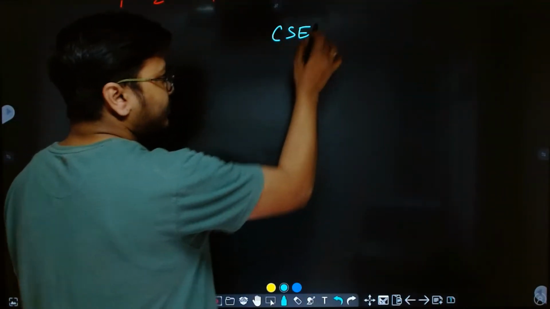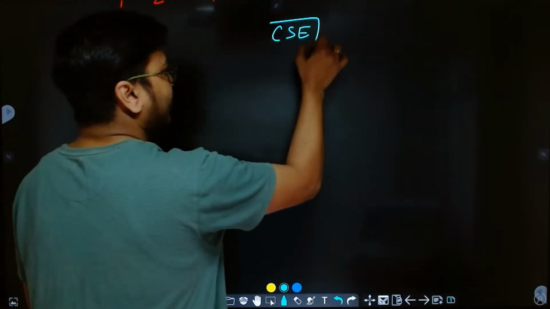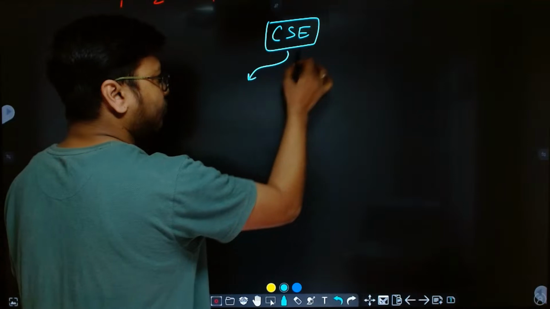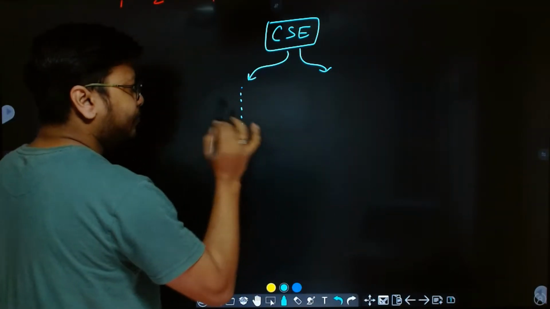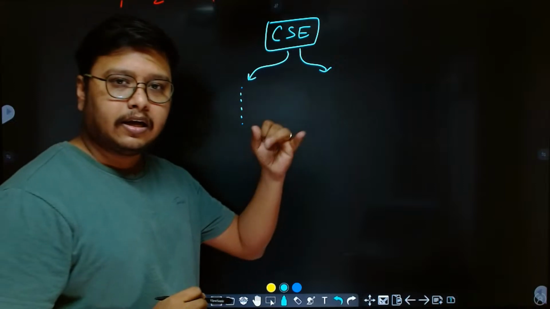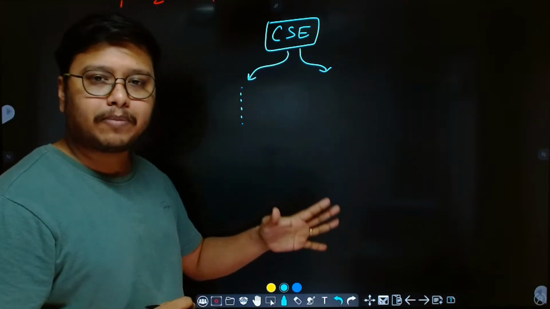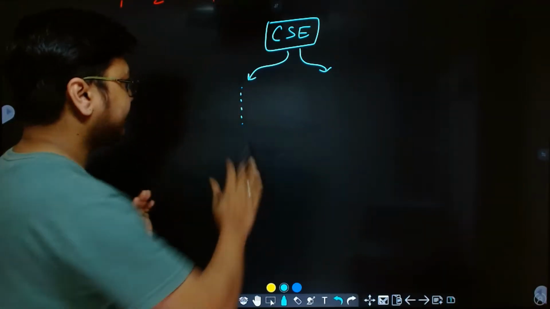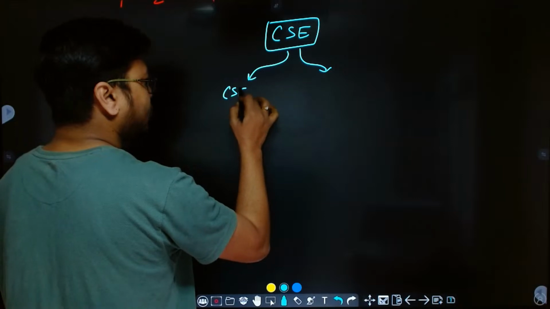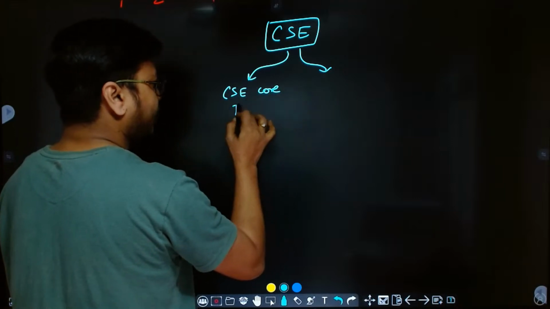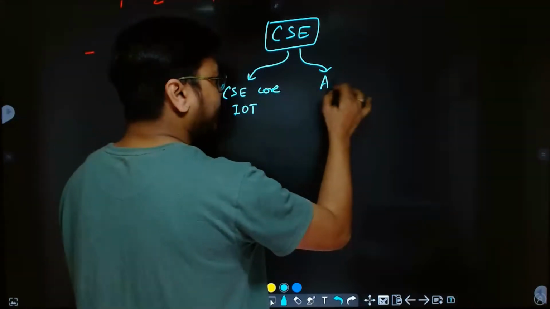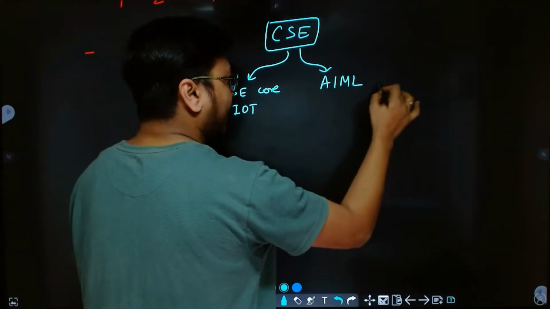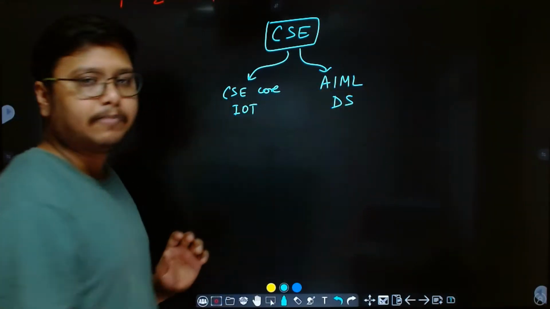CSE, as I have seen in the chat that many of you are from CSE. Okay, so CSE has two subdivisions right now. From previous year onwards, all branches of CSE like IoT, then the main core branches, all those are there. So I'll just write CSE core, IoT, all these come under one category, and then again AIML and DS, they come under a separate category.